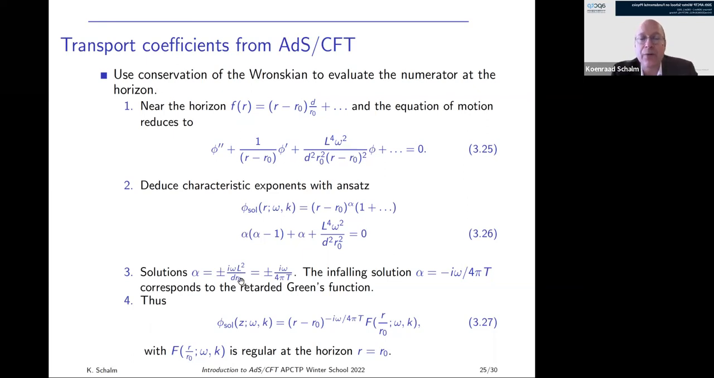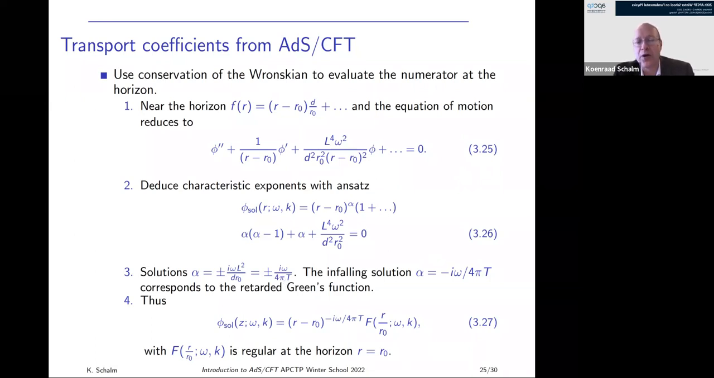And now the one thing I am going to do is use the relation between r₀ and the horizon temperature, what we derived earlier this morning. And if I do that, including the factors of 2 and pi, I find that this is nothing more than plus or minus i ω over 4π times the temperature.